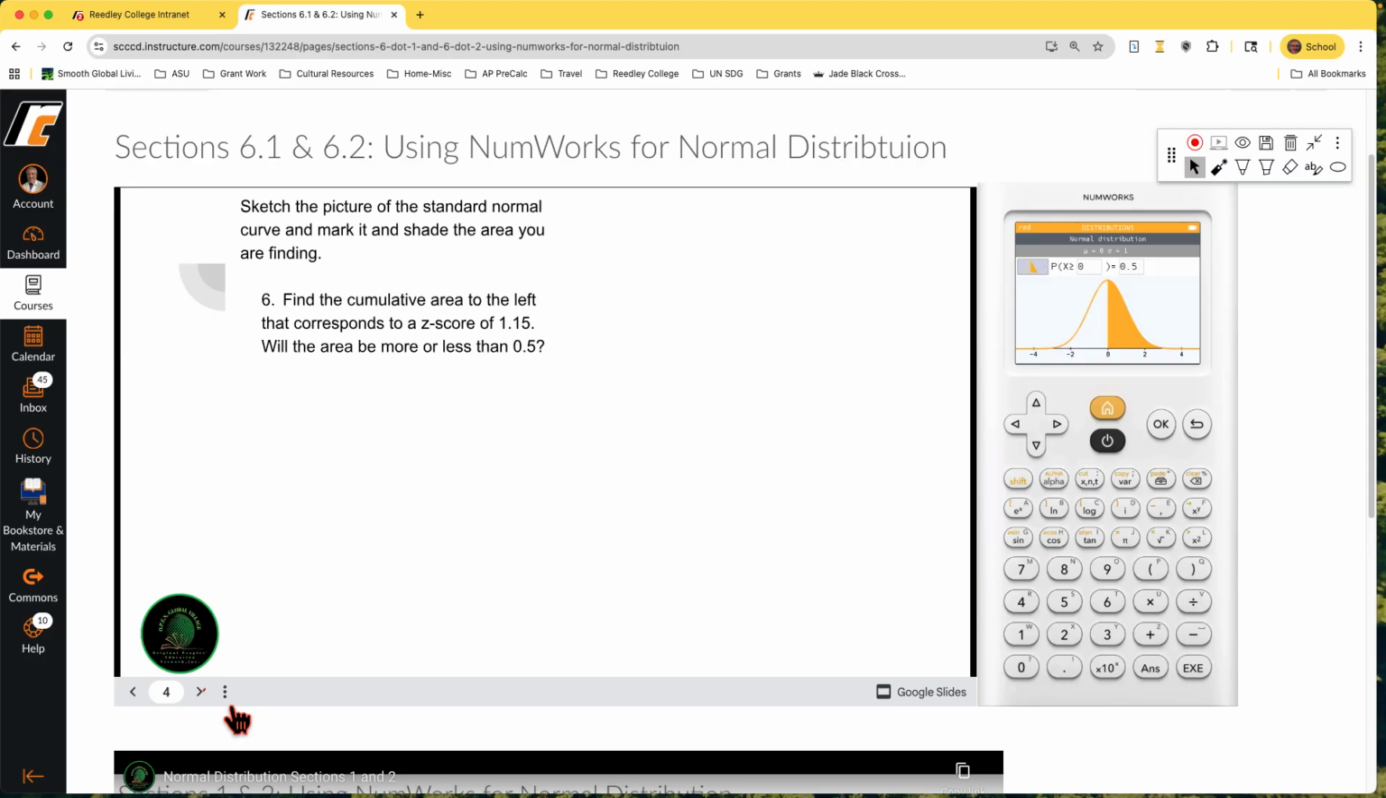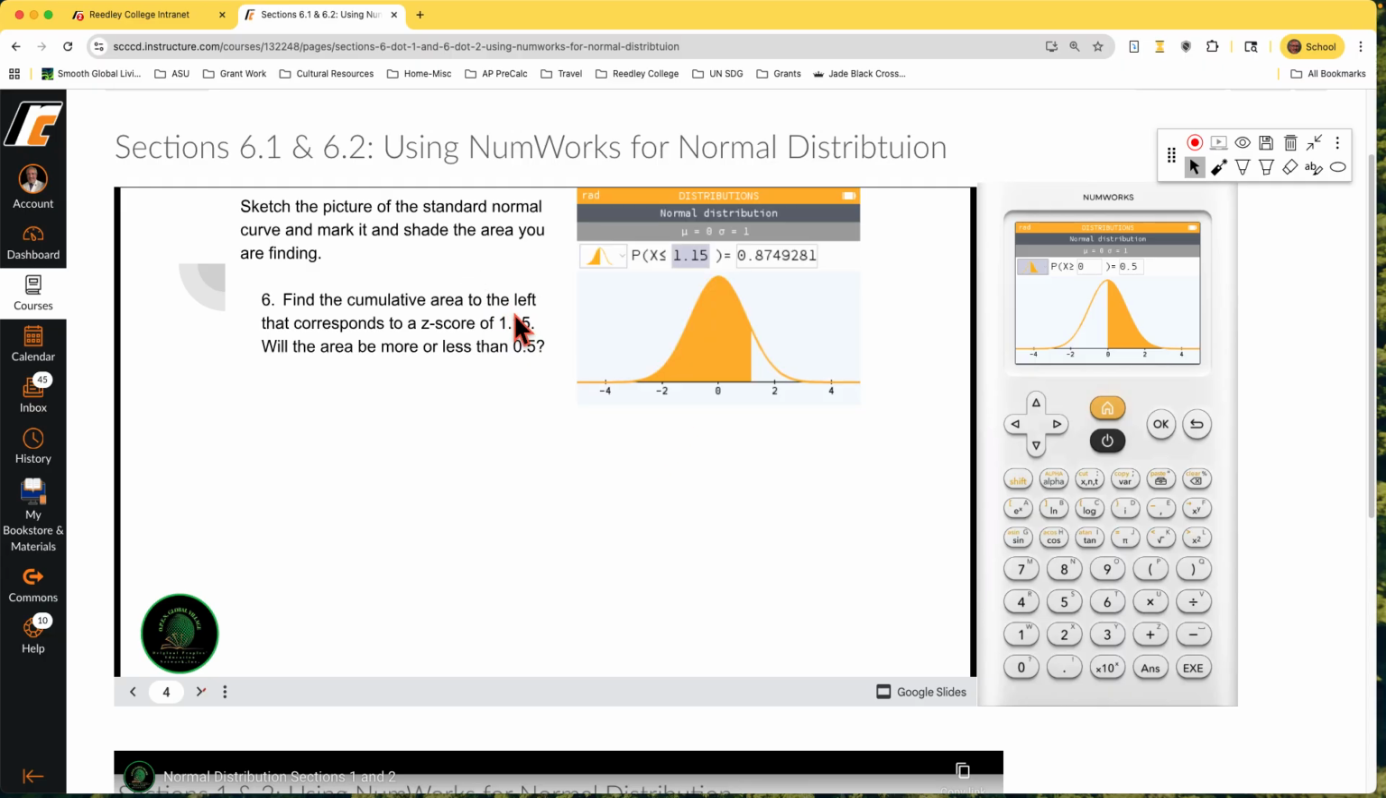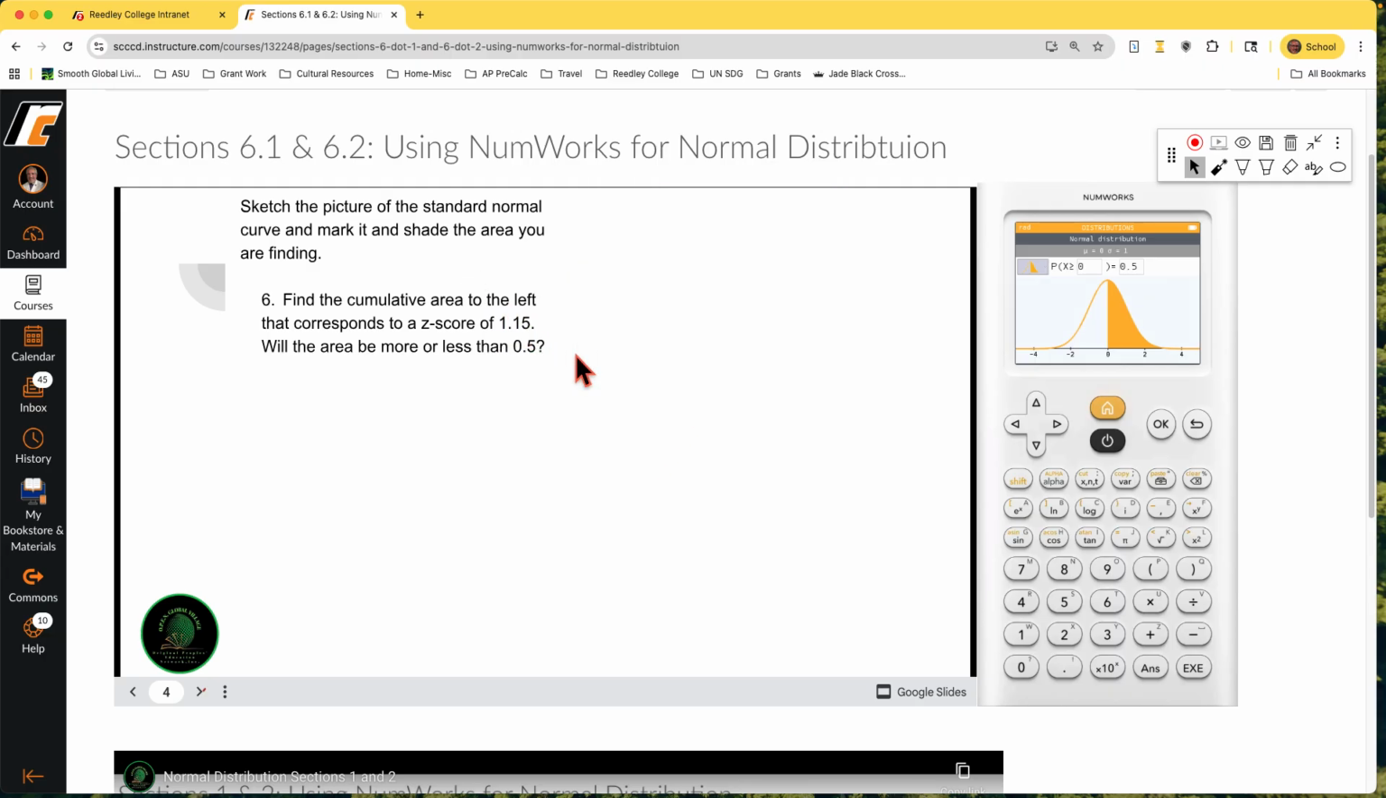Okay, so here's a homework type question. Find the cumulative area to the left. Oops, sorry. I gave the answer before I asked the question, right? To the left, that corresponds to a z-score.